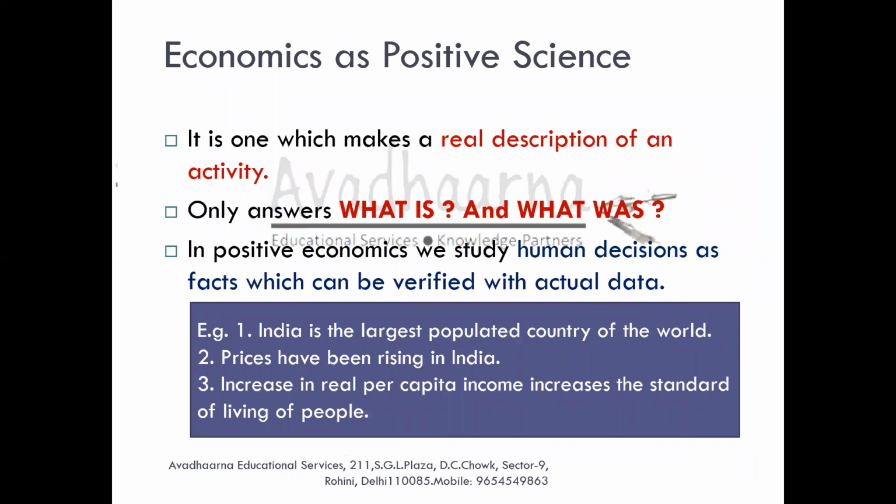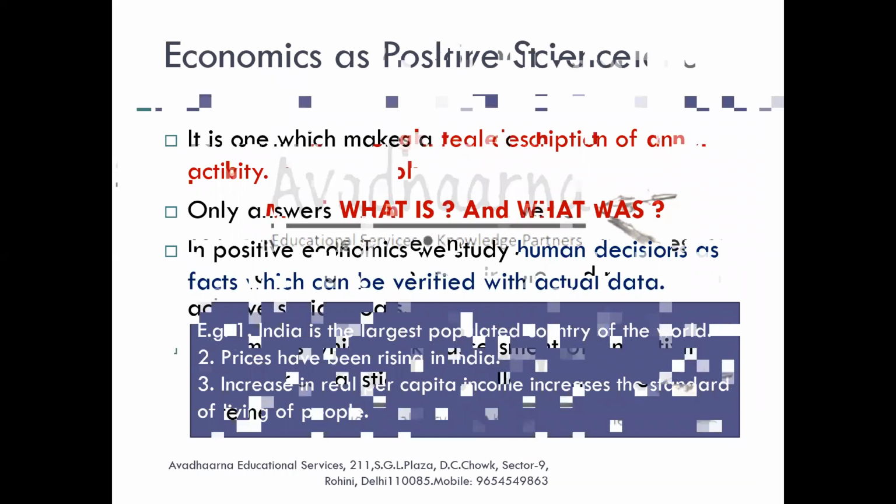Positive economics, as a positive science, means it answers the question what is and what was. For example, India is the largest populated country of the world. Prices have been rising in India. Price rise is happening. India is the second largest populated country of the world. This statement is a positive statement.